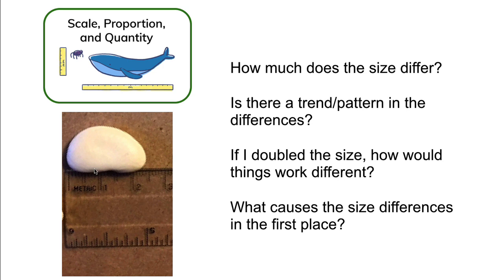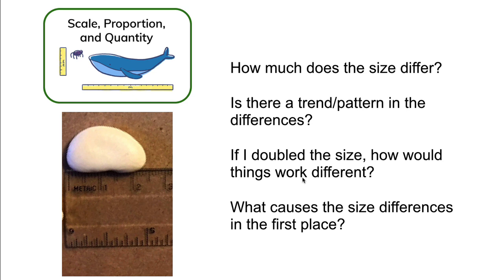So whenever they see things about size, they start thinking about some really generic questions like, how much does the size differ? Or is there a trend or pattern in the size difference? And by that we mean maybe there are more smaller beans and only just a few big ones. Or if I doubled the size, how would things work differently? That's a generic question. In this case with bigger beans, do bigger beans grow into bigger plants or survive better in some other way? Now that's one cause and effect relationship.